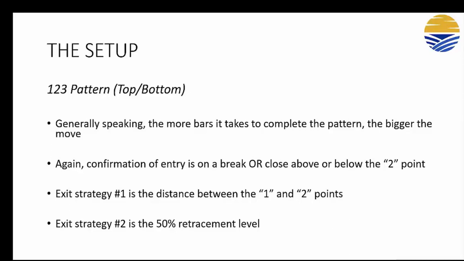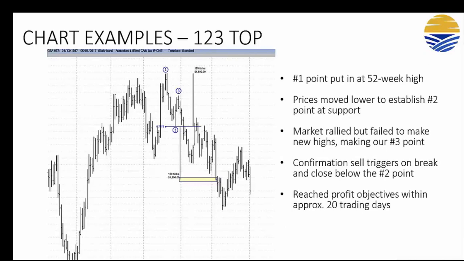Again, to keep it mechanical, exit strategy number 1 is the distance between the number 1 and number 2 points. Exit strategy 2 is taking profits at the 50% retracement level. So here's a chart example on a 1, 2, 3 top pattern.